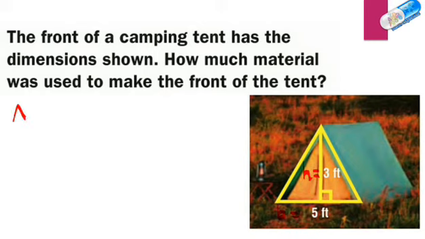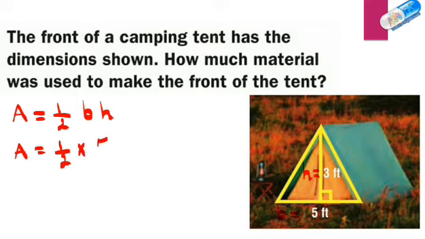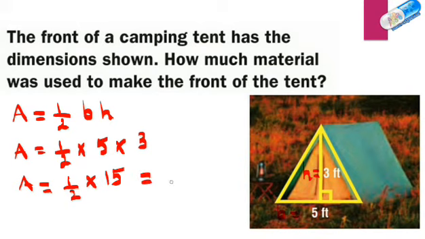So to find out, we write here the formula A equals half BH, and again A equals half times B, which is 5, times H, which is 3. And then you multiply half times 5 times 3, which is 15. So this means half times 15, which is 15 over 2, which is 7.5 feet square.